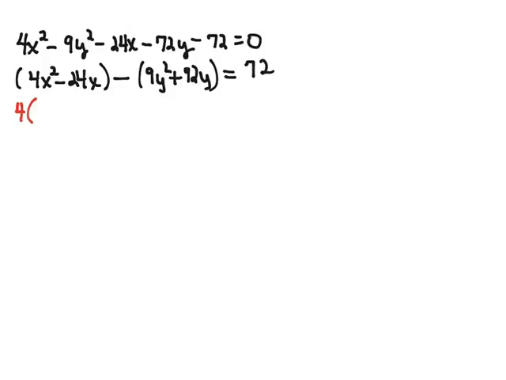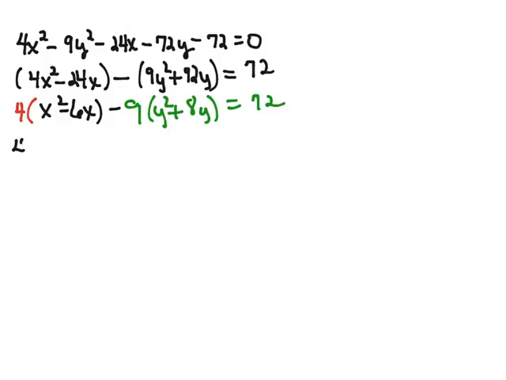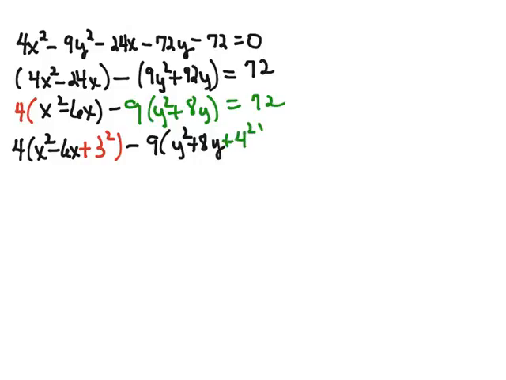And that would give us in our first parentheses x squared minus 6x. Minus, in our second parentheses, we're going to factor out the 9, and that will leave us y squared plus 8y equals 72. And now the process of completing the square, we're going to have 4 times x squared minus 6x. Half of 6 is 3, so we're going to add in a 3 squared, minus 9 times y squared plus 8y. Half of 8 is 4. So we're going to add in the quantity 4 squared equals 72.